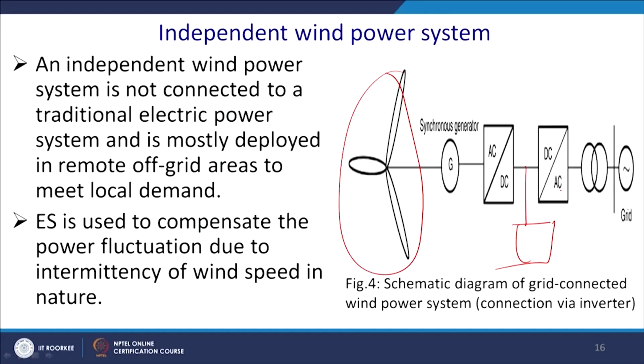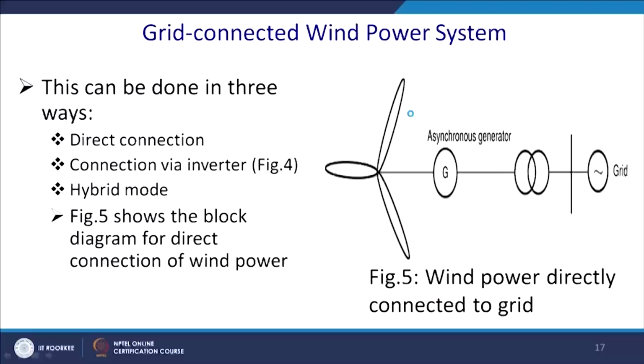This is the schematic diagram of a grid connected wind power system connected via inverter, and this is for a permanent magnet synchronous generator. If it is DFIG, then we require a different architecture. We have a rotor side converter and a stator side converter, and both will generate power and feed to the grid.